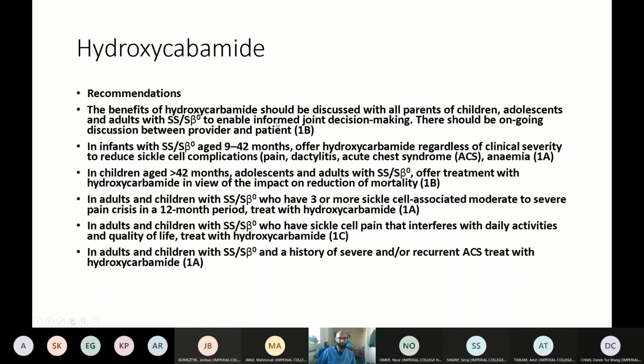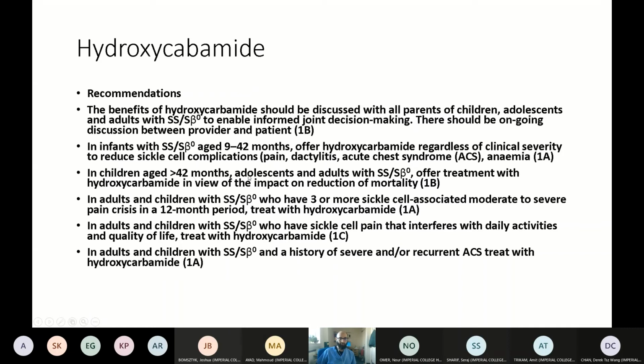I'm not sure whether we're doing this as well as we should, but this is a recommendation to discuss it with pretty much all patients. And in infants up to about 4 years of age, offer hydroxycarbamide regardless of the clinical severity. So what the guidelines are saying is that all children below this age should be offered hydroxycarbamide regardless of the clinical manifestation and phenotype.